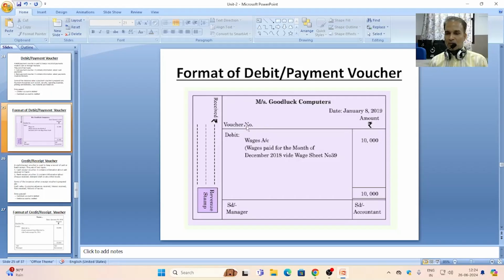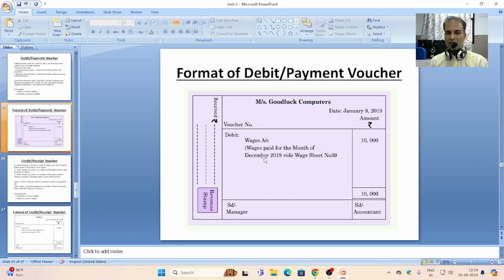This is the space for voucher number, amount in figures, signature of accountant, signature of authorized manager. So this is a type of debit voucher. Head of debit account, that is wages account.